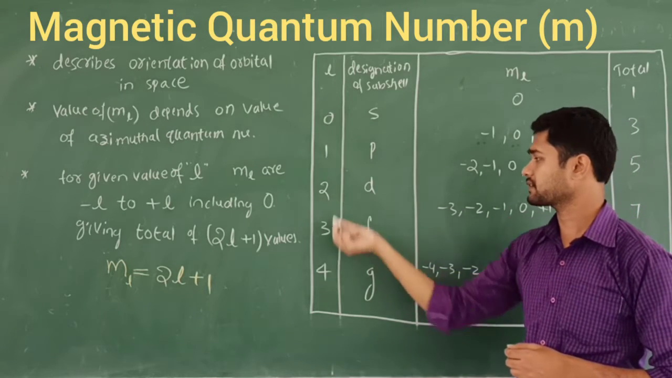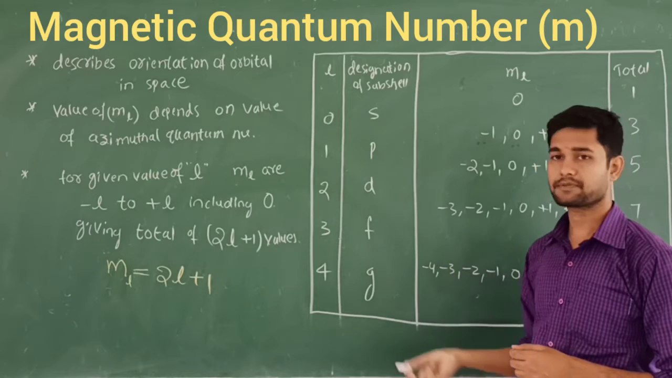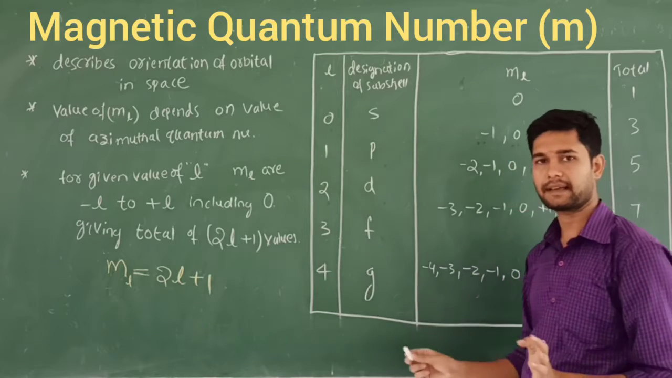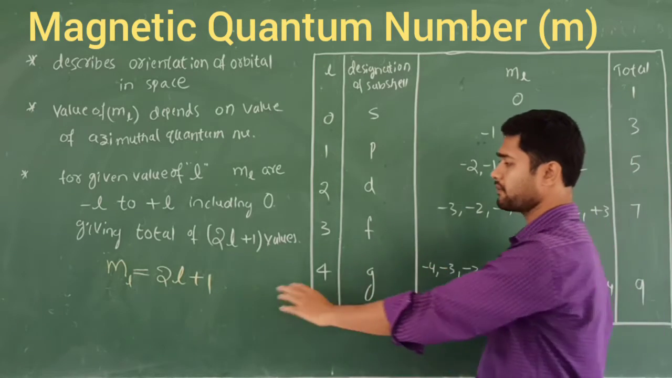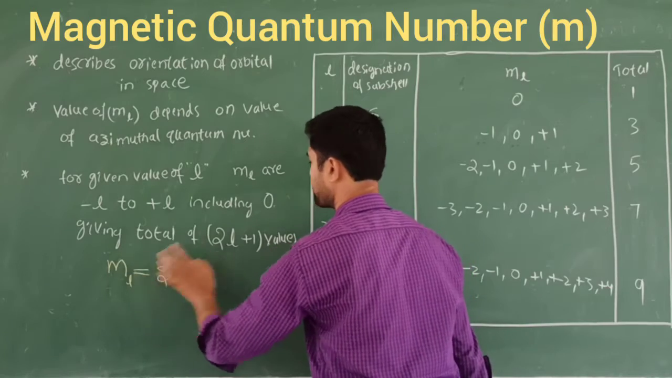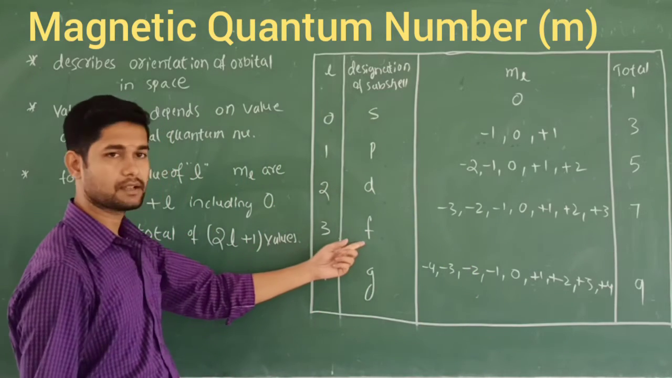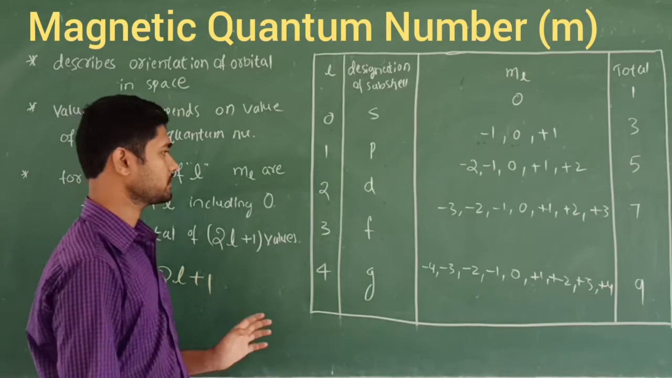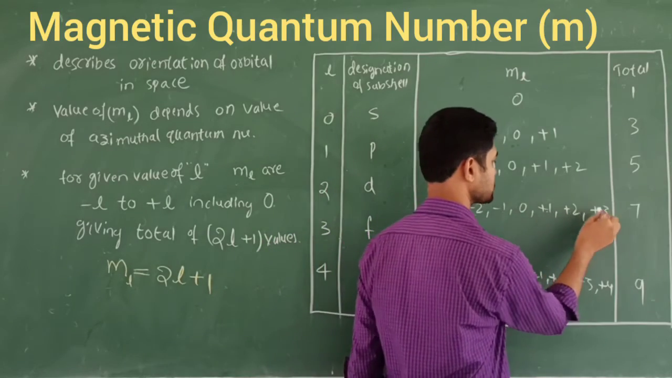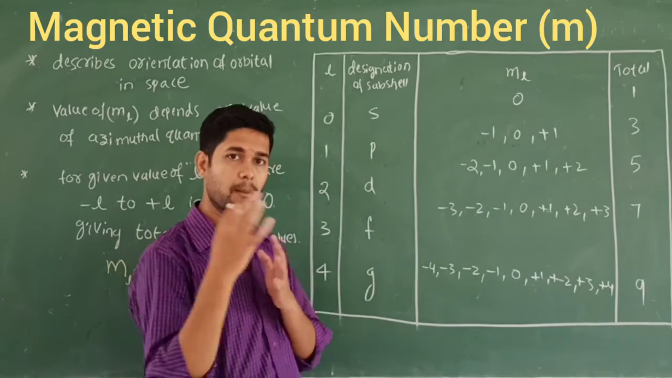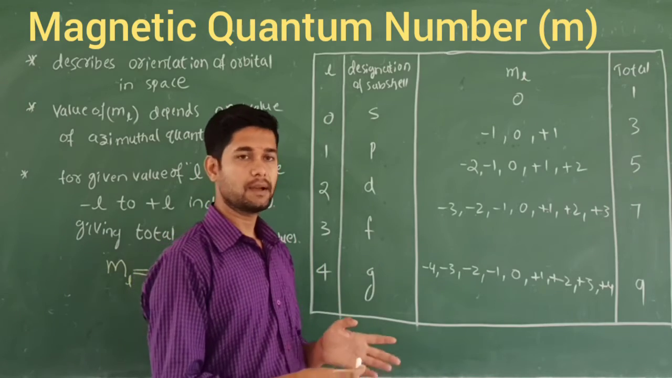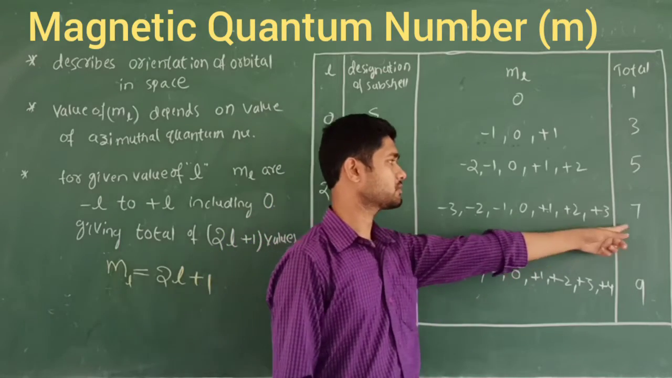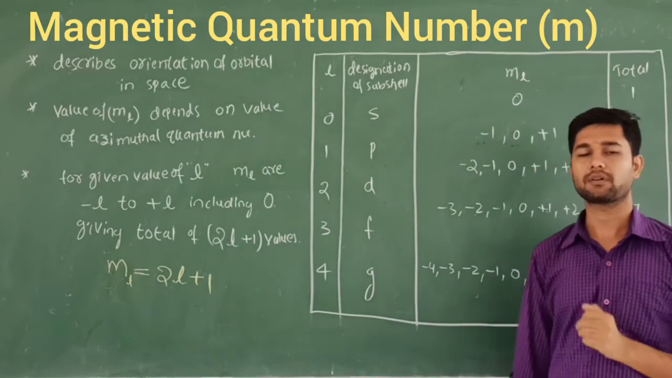So these are the subshells and their designations: L equal to 0 is s, 1 is p, 2 is d, 3 is f, 4 is g. When you substitute the values of L, you get the number of ml values. Suppose L is 3, the f subshell: 2 times 3 is 6, plus 1, total 7 values, that is 1, 2, 3, 4, 5, 6, 7, because it starts from minus L to plus L, from minus 3 to plus 3. You should write the total number of magnetic quantum numbers.